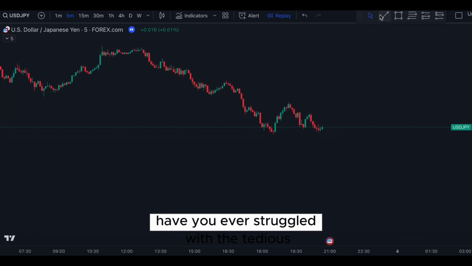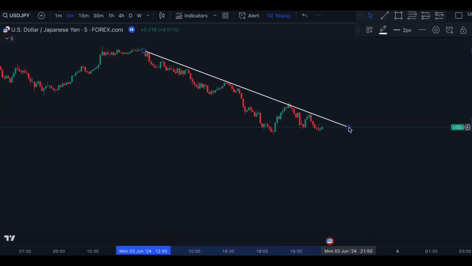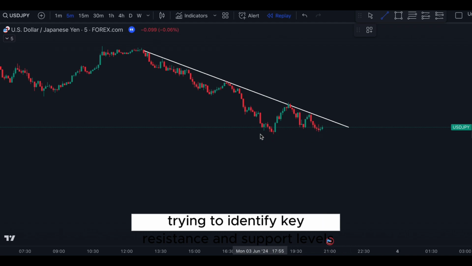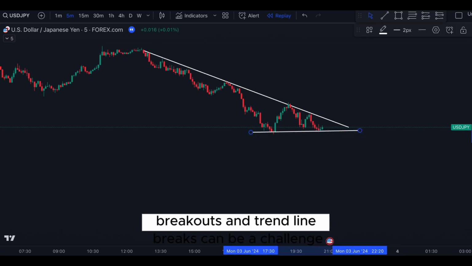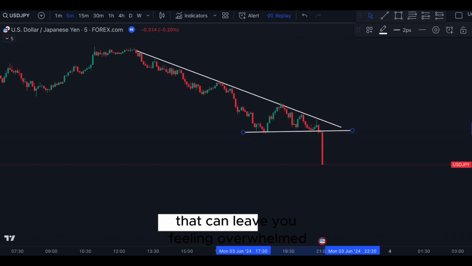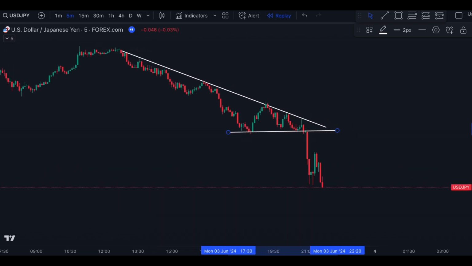Have you ever struggled with the tedious process of manually drawing trend lines? Trying to identify key resistance and support levels, breakouts, and trendline breaks can be a challenge that can leave you feeling overwhelmed, especially as a beginner.